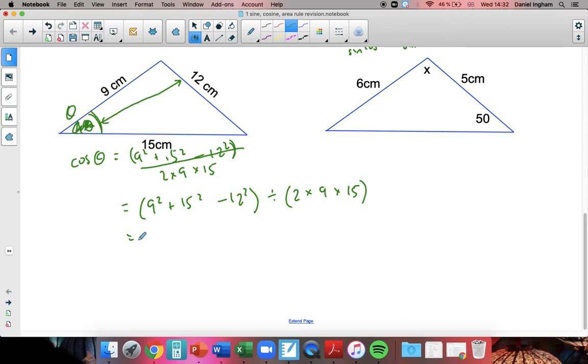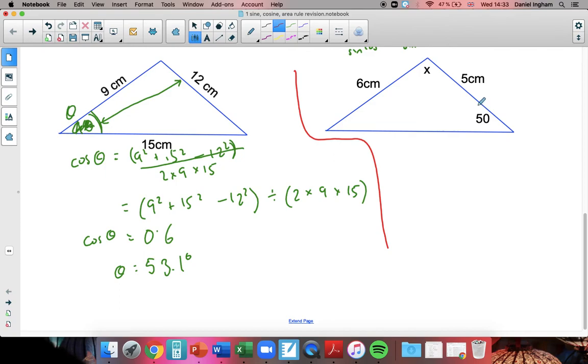I'll just do it quickly now. So 9 squared plus 15 squared minus 12 squared divided by 2 times 9 times 15. For this one you get 0.6, but remember that's cos theta, so theta is shift cos 0.6, which is 53.1 degrees.